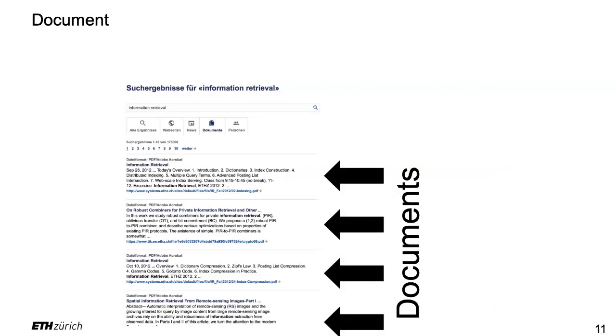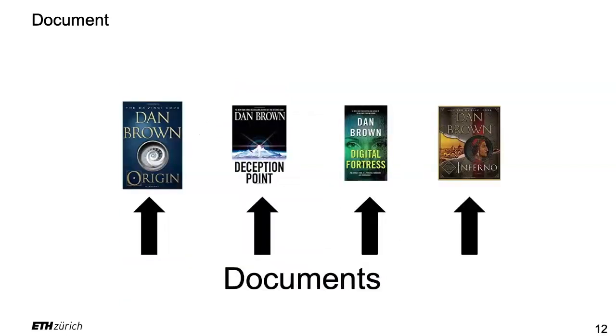So that would be, for example, I think that's from the ETH library, that pretty much any information system like this, you type something and it returns documents. This could be books. Okay.